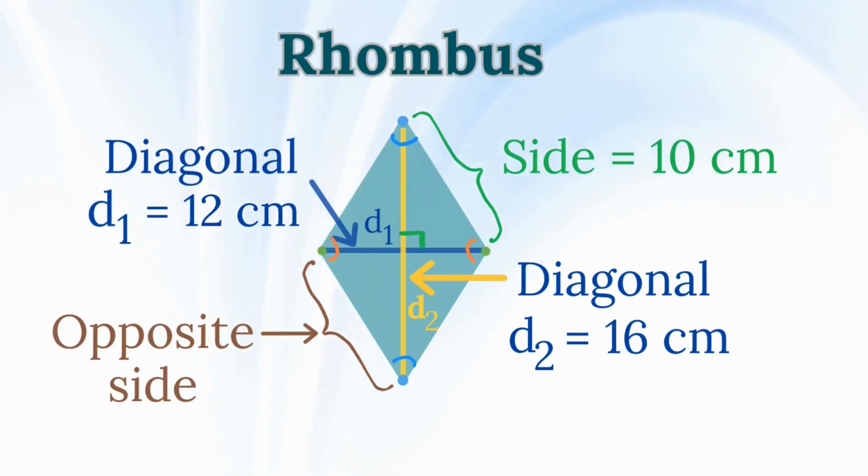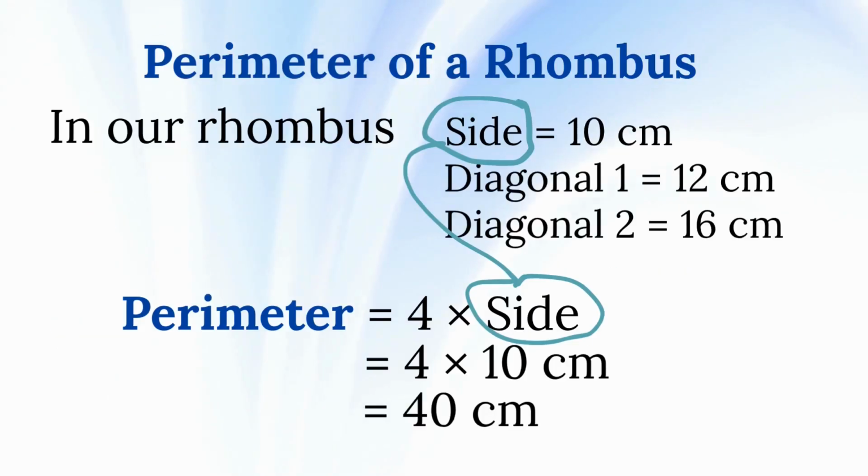Let's take an example to understand it better. Suppose we have a rhombus where each side is 10 centimeters long, and the 2 diagonals are 12 centimeters and 16 centimeters. First, let's find the perimeter. The perimeter is the total distance all around the shape. Since all 4 sides are equal, we multiply one side by 4. 10 times 4 equals 40. So, the perimeter is 40 centimeters.